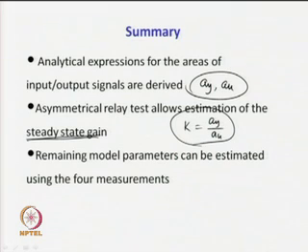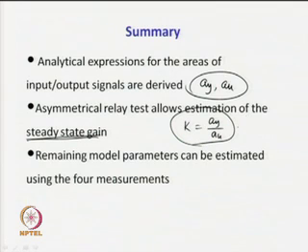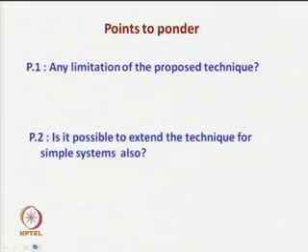Why have we been doing so? Because in our transfer function model we have got 5 unknowns. Earlier we had developed 4 nonlinear equations to estimate 4 unknowns. Now, the 5th unknown, the steady state gain of the system can be estimated using the areas of the output and input signals. Any points to ponder? What are the limitations? Any limitation of the proposed technique?